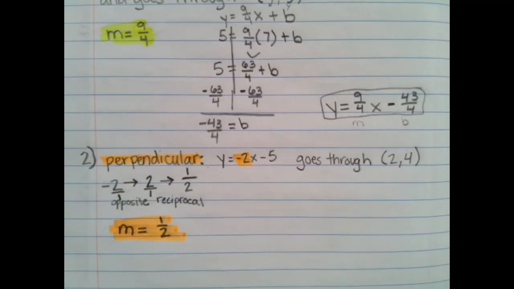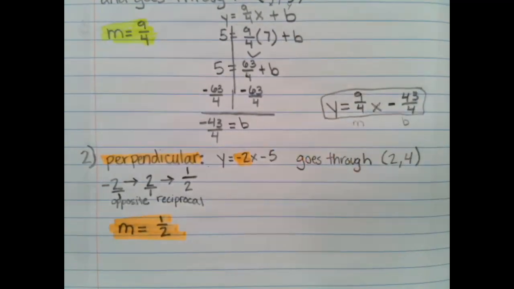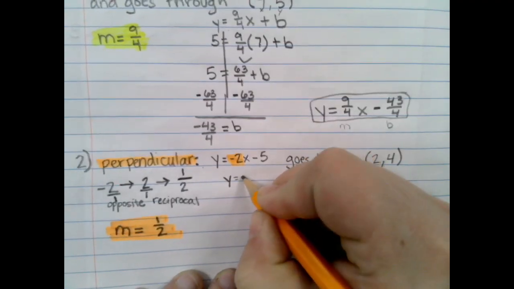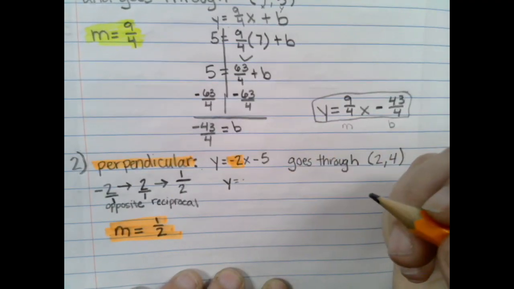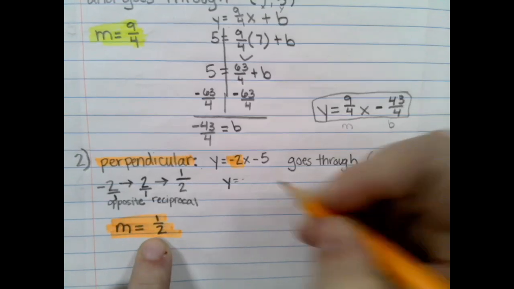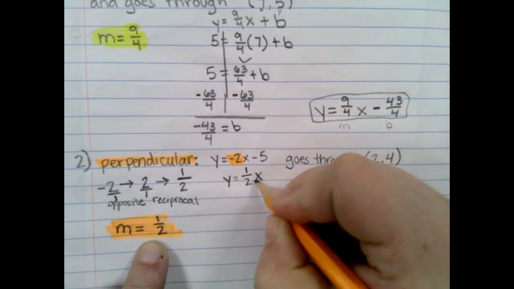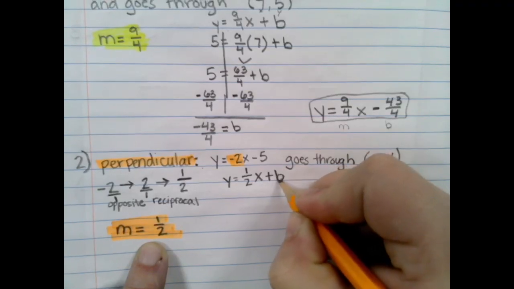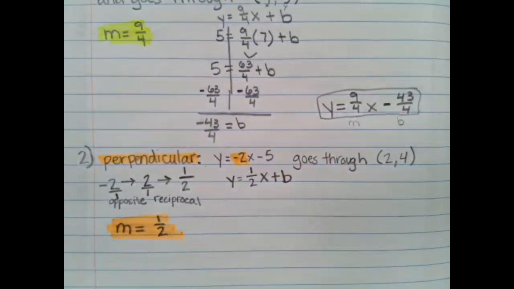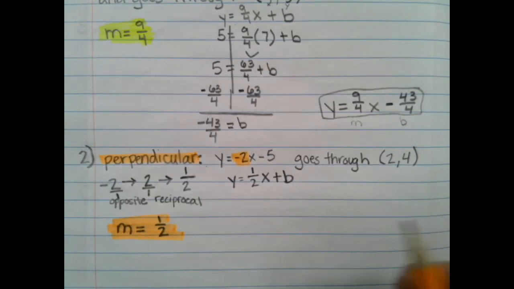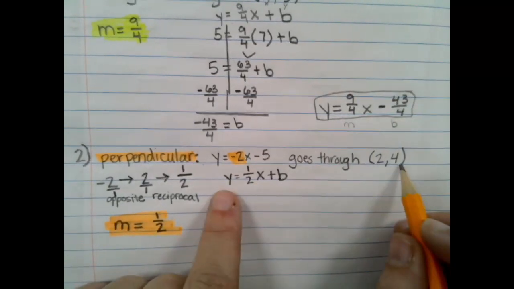All right, now we just have to do this last part where we find out what b is. So we know that we have y equals, what's our slope? 1 over 2, sorry. 1/2 x, and we're finding a new b. This -5 no longer works. It could be -5, but we need to figure out what's going to make it work with 2, 4. So when I put 2 in, we get out 4.